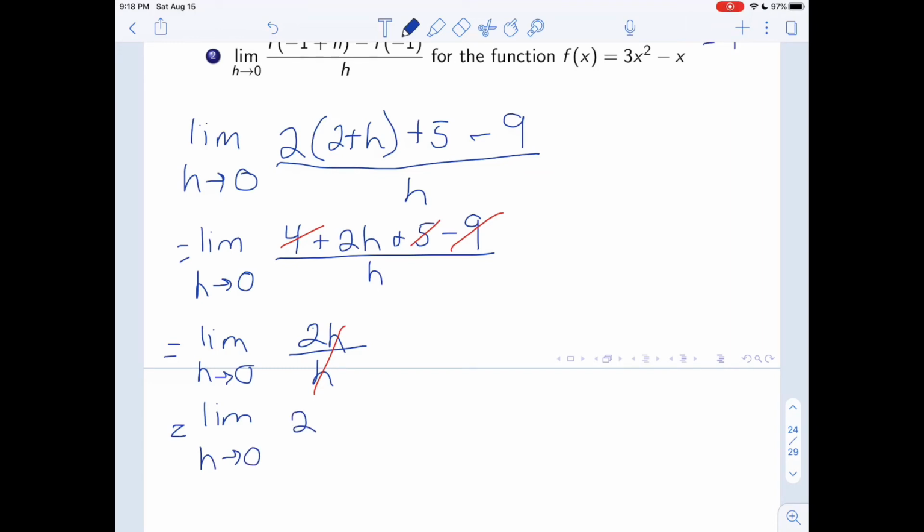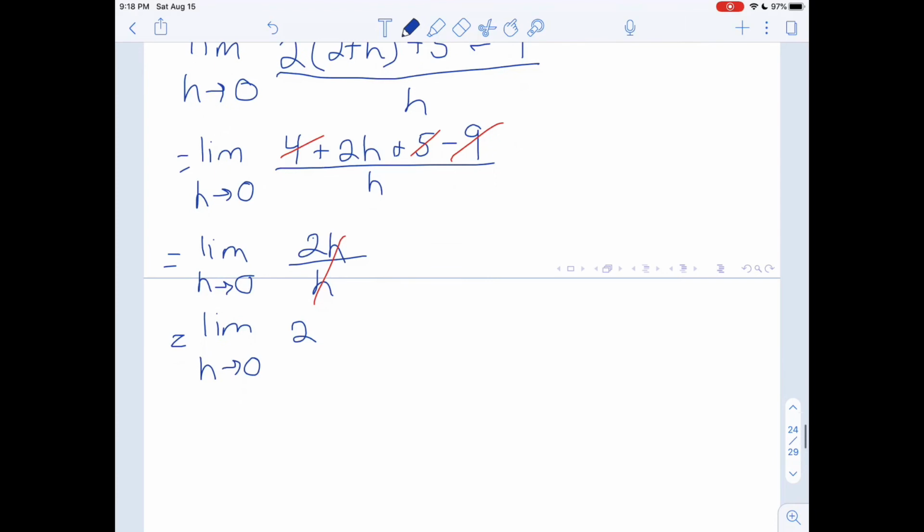So this is one of those strange ones where my limit function doesn't have anywhere for me to put an h. So I don't have to do any calculation. I just say that my final answer here is 2.